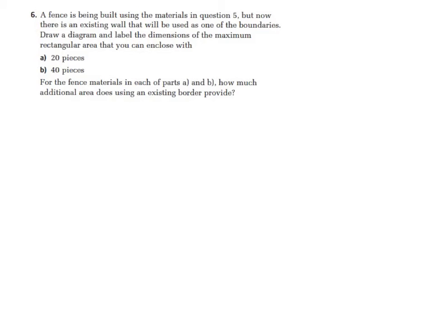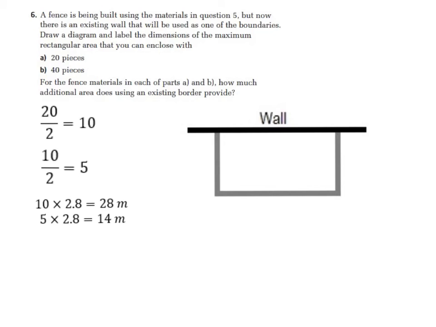First, divide 20 by 2 to find how many sections of fence the length will have. Then, divide the quotient by 2 to find how many sections of fence the width will have. Then, and here's the adaptation, multiply 10 by 2.8 and 5 by 2.8 to find the actual lengths of the length and the width. You now have a wall that has a length of 28 meters and a width of 14 meters. Lastly, you need to determine the area of the rectangle by using the area formula for a rectangle. You end up with a rectangle that has an area of 392 meters squared.